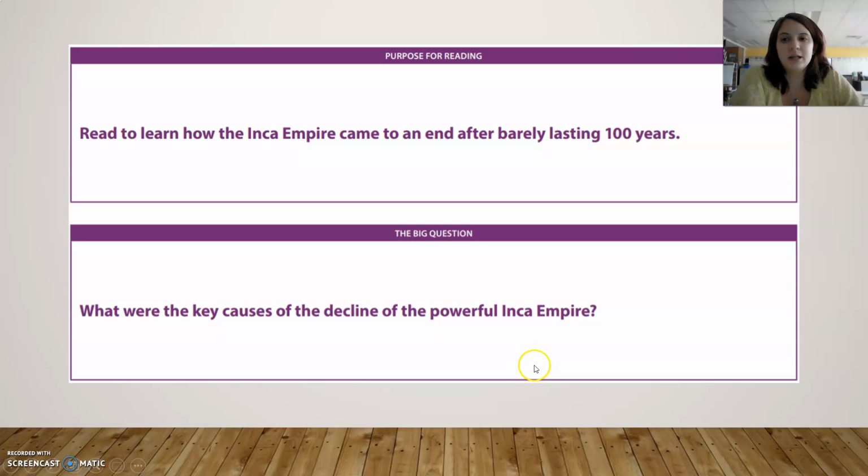Our purpose for reading today is to read to learn how the Inca Empire came to an end after barely lasting 100 years. The big question is, what are the key causes of the decline of the powerful Inca Empire?